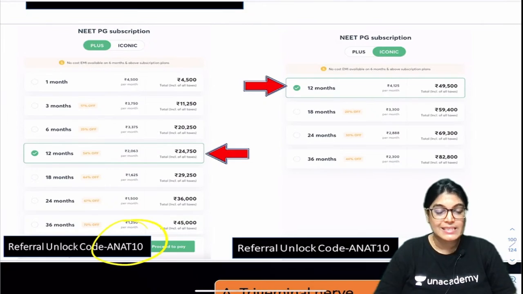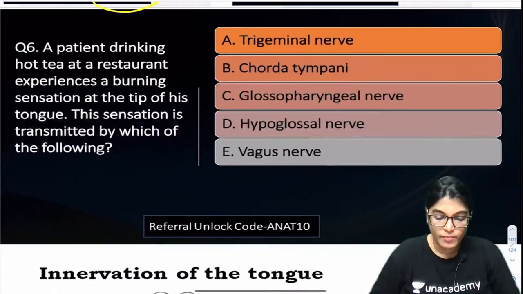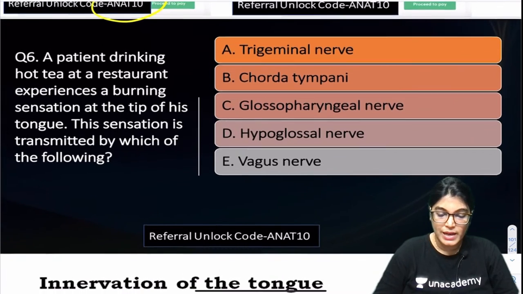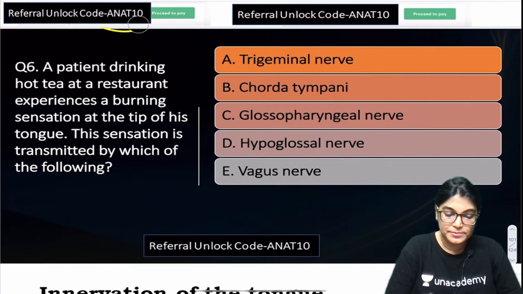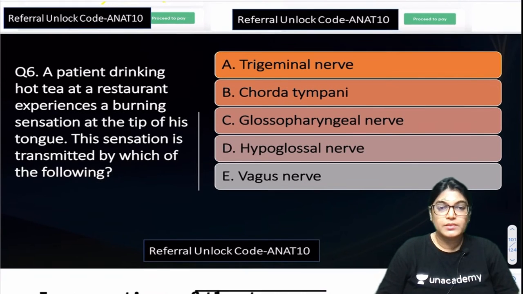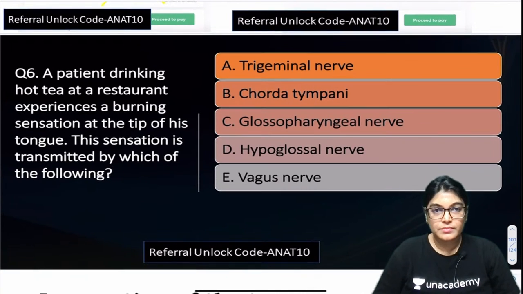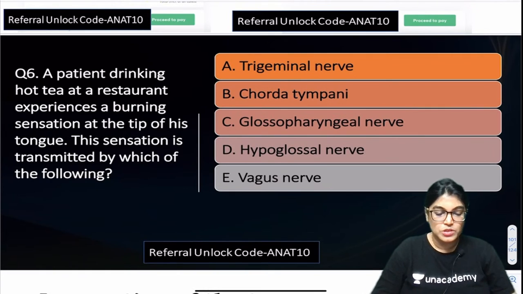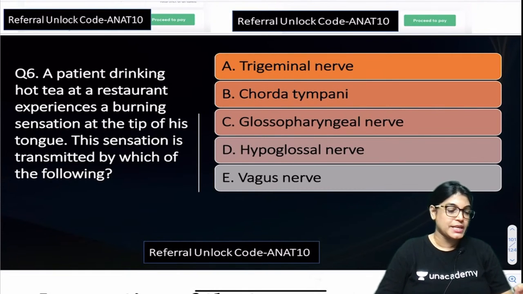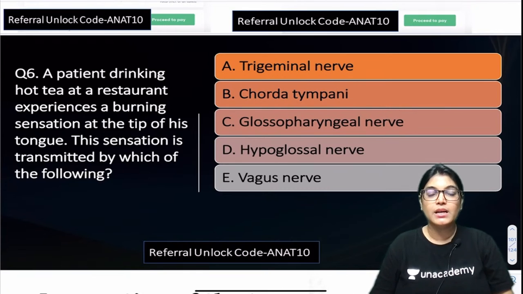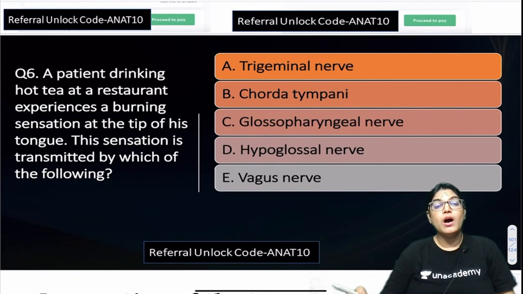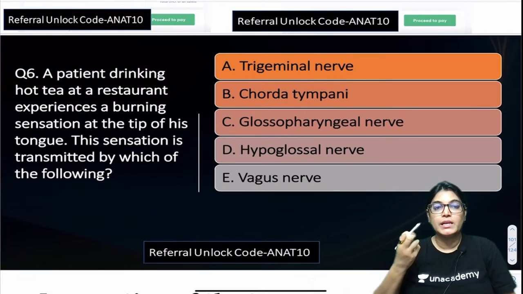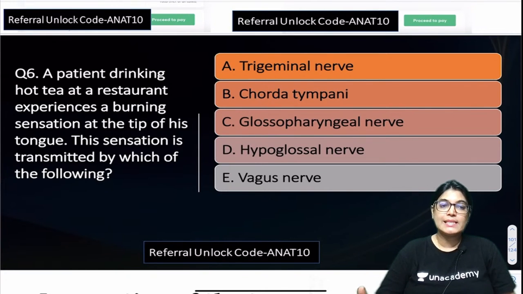Let's move on to the next MCQ, that is MCQ number 6. Question number 6: a patient is drinking hot tea at a restaurant. So this is again a clinical based anatomy MCQ. He experiences a burning sensation at the tip of the tongue. This sensation is transmitted by which of the following nerves? Whether it is trigeminal, chorda tympani, glossopharyngeal, hypoglossal, or vagus.